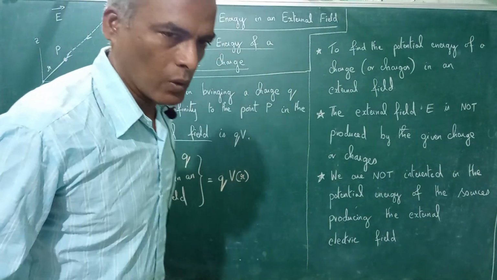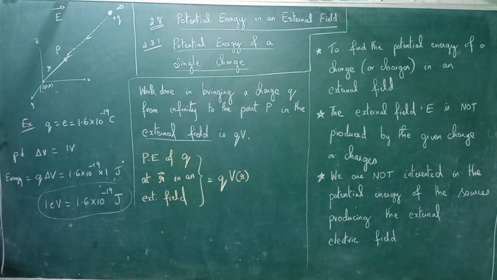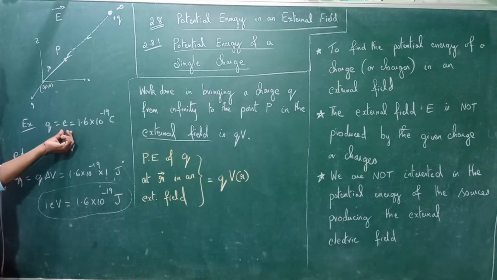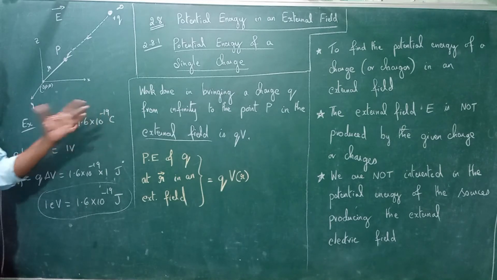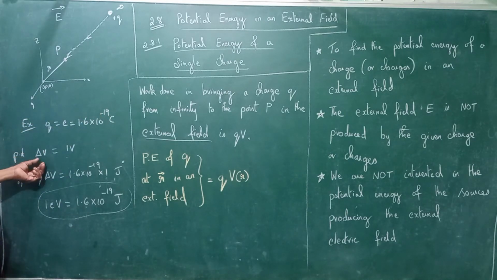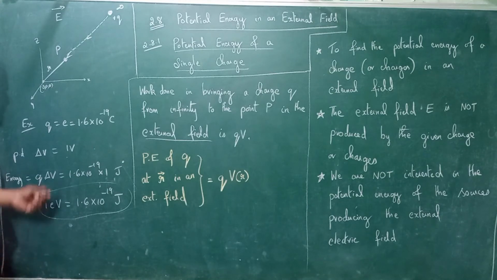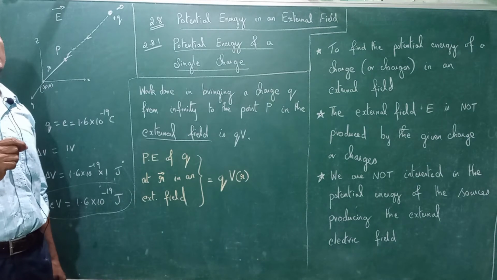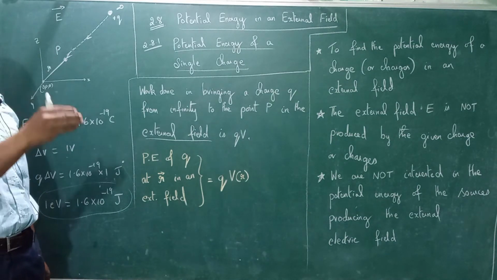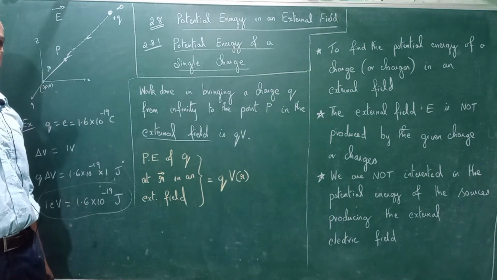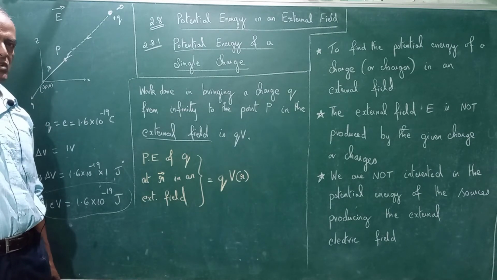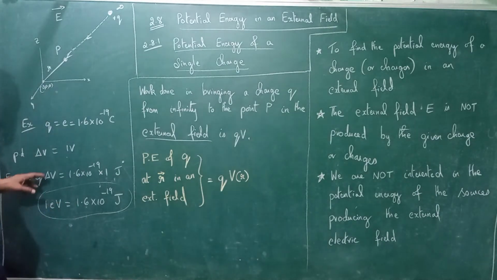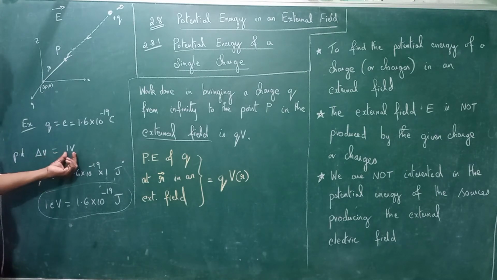Now for example, first we are considering a charge, that is the charge of an electron, 1.6 into 10 power minus 19 coulomb. Potential difference delta V equal to 1 volt. If I say 1 volt, what is the meaning? It is a potential difference. I already told you the potential at infinity is 0 and at P you have some value. So the potential difference is this voltage minus that voltage. That potential is already 0. So the potential difference is given as 1 V.